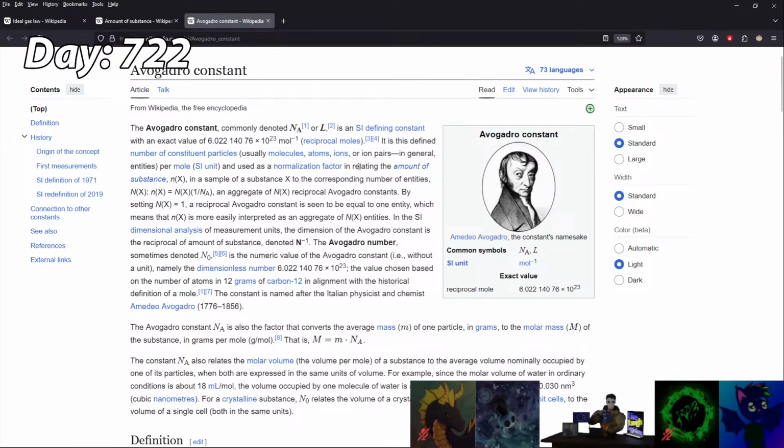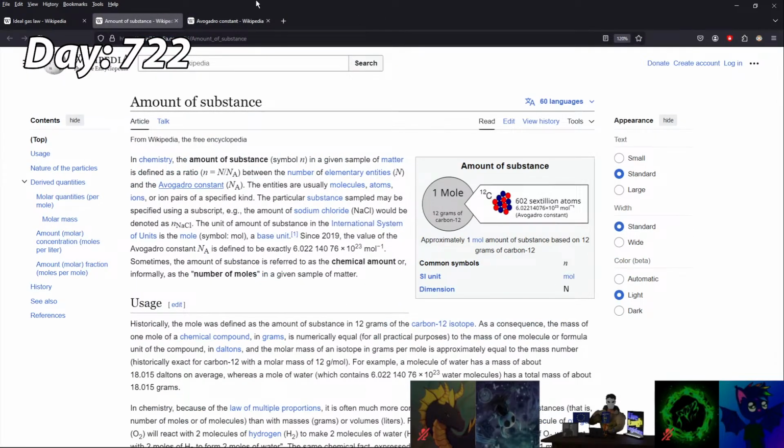So this is the amount of substance. Let's just go for the amount of substance. The amount of substance in a given sample of matter is defined as the ratio between the number of elementary entities and the Avogadro's constant. And then the Avogadro's constant is defined as the ratio between the number of entities and the amount of substance. The entities are usually molecules, atoms, ions. The particular substance sample may be specified using a subscript.